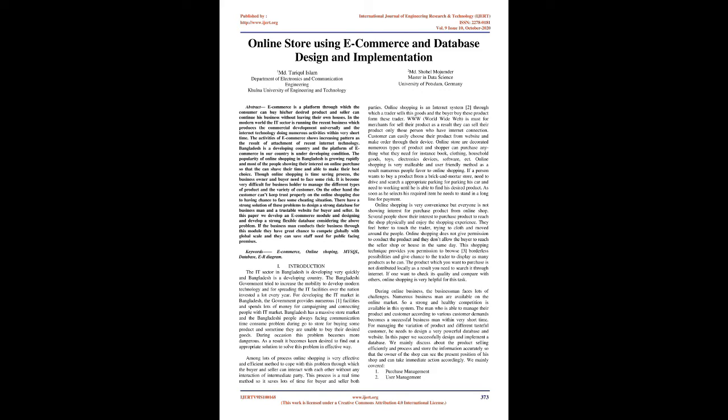Introduction. The IT sector in Bangladesh is developing very quickly and Bangladesh is a developing country. The Bangladeshi government tried to increase mobility to develop modern technology, and for spreading the IT facilities over the nation invested a lot every year. For developing the IT market in Bangladesh, the government provides numerous facilities and spends lots of money for campaigning and connecting people with the IT market.